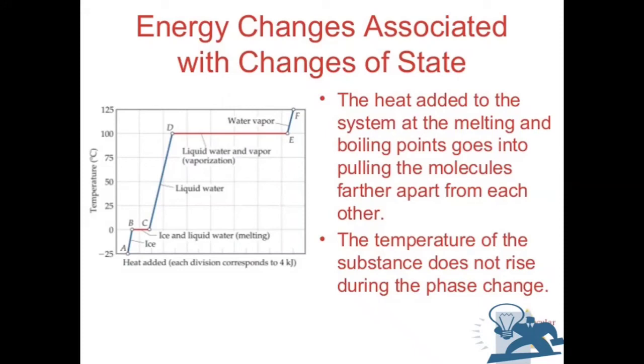Energy changes associated with changes of state. So take a look at the graph. The heat added to the system at the melting and boiling points goes into pulling the molecules farther apart from each other. And the temperature of the substance does not rise during the phase change.